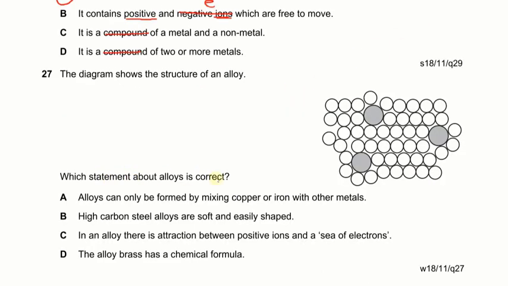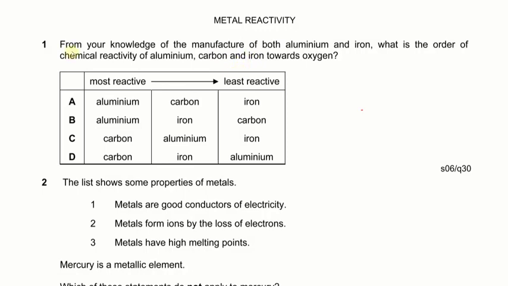Which statements about alloys are correct? Similar question. So these were some questions from alloys. Now let's move ahead and see some questions about the reactivity of metals. In the first question, from the knowledge of your manufacture of both aluminium and iron, what is the order of chemical reactivity of aluminium, carbon, iron towards oxygen?